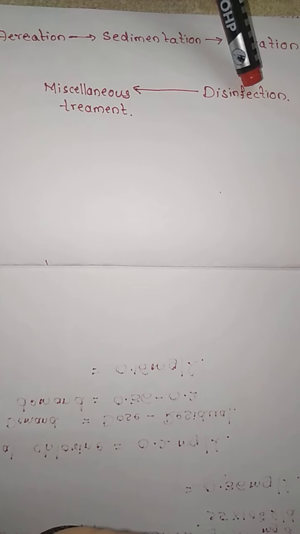Then we have seen how we have to kill the microbes in the disinfection process. Various kinds of disinfection methods we have seen. Now we are going to see what are the miscellaneous treatments.